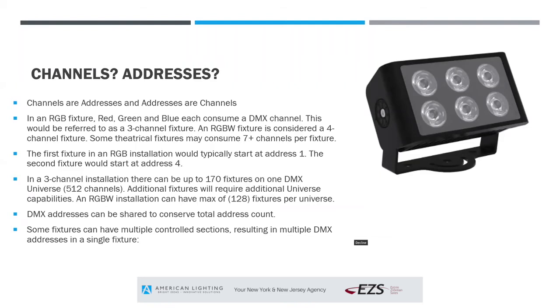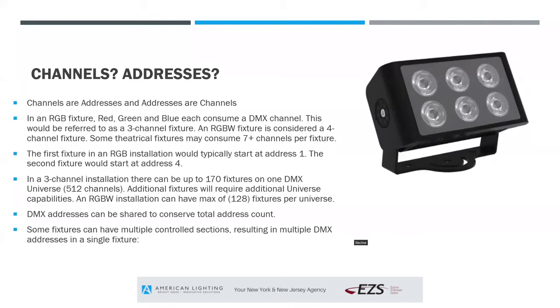And we'll talk a little bit more about where you use what in a few slides coming up. So the first fixture in my installation in an RGB would typically start at address number 1, and it would consume 1, 2, and 3. So red would be 1, green would be 2, and blue would be 3. The next fixture, if we're going sequentially, would start at 4.